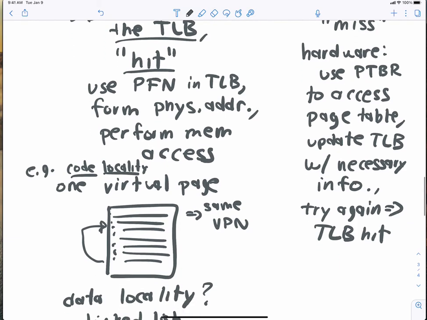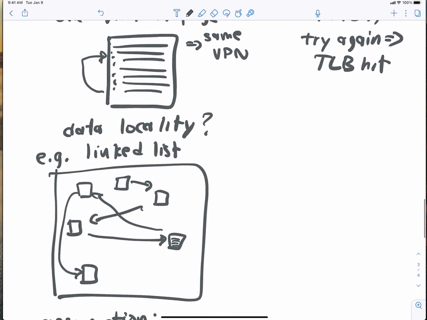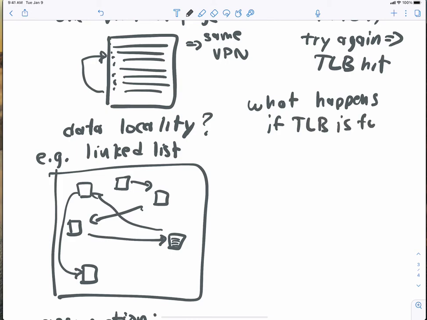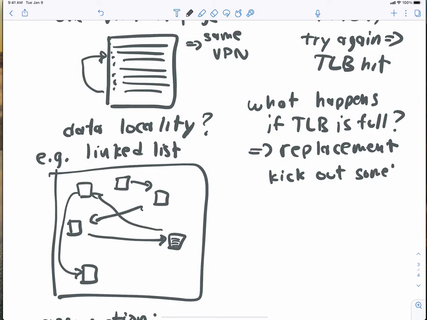Yeah, great. So good question. The question is, what happens if the TLB is full? Well, what happens, and we'll talk about this with physical memory as well, with any sort of cache, when it's full, you have to do something called replacement. Replacement means, very simply, you kick out something to put the new thing in, very formally.